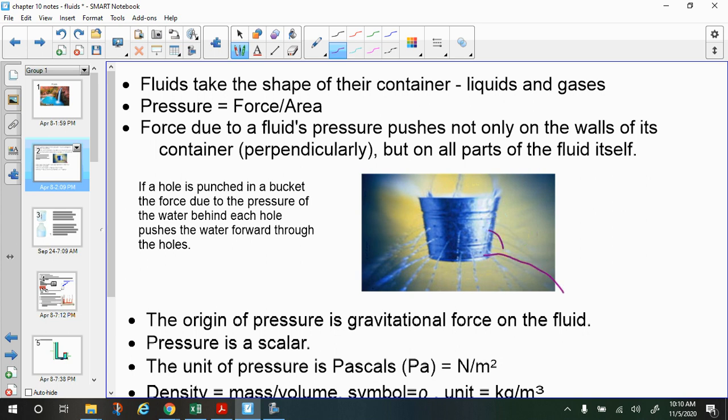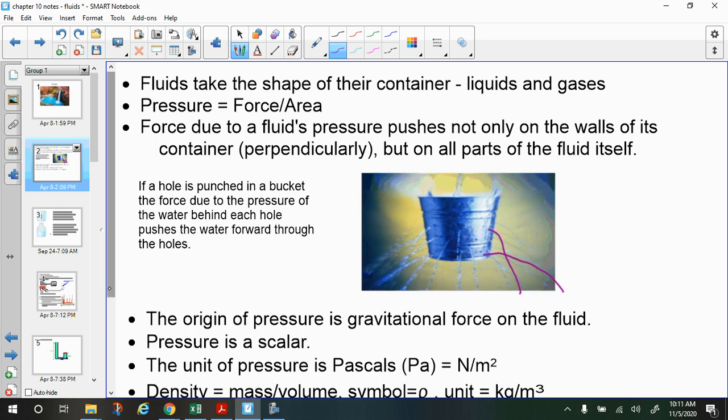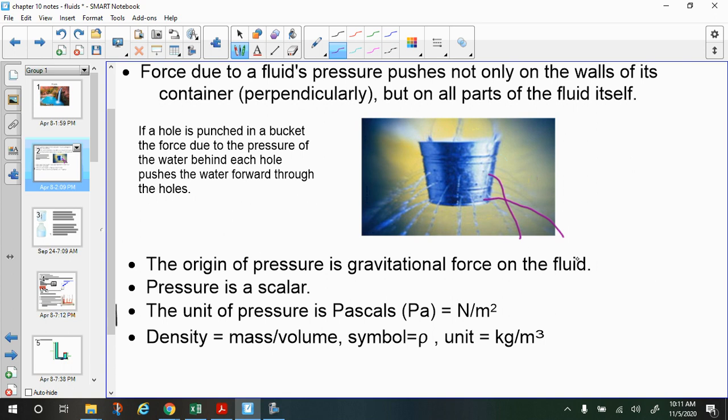You can see this one only goes like this, because the pressure is greater at the bottom than it is at the top. And you learned about that in your lab. We'll learn about it more in this lecture. The origin of pressure is the gravitational field force on the fluid. So if the fluid is suddenly in space and orbit around the International Space Station, where there's basically no normal force on it, then you are not going to have this fluid pressure.